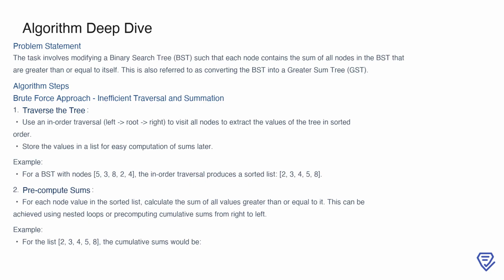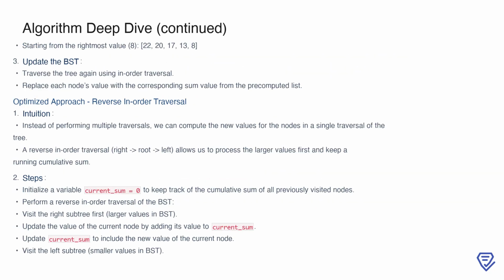While effective, this brute force approach is not efficient due to its multiple traversals of the tree and reliance on additional data structures. To address the inefficiencies of the brute force approach, we can use an optimized method based on reverse in-order traversal. The intuition behind this approach is that we can calculate the new values for the nodes during a single traversal of the tree. By performing a reverse in-order traversal where we visit the right subtree, then the root, and finally the left subtree, we ensure that we process the larger values first. This allows us to maintain a running cumulative sum as we traverse the tree.